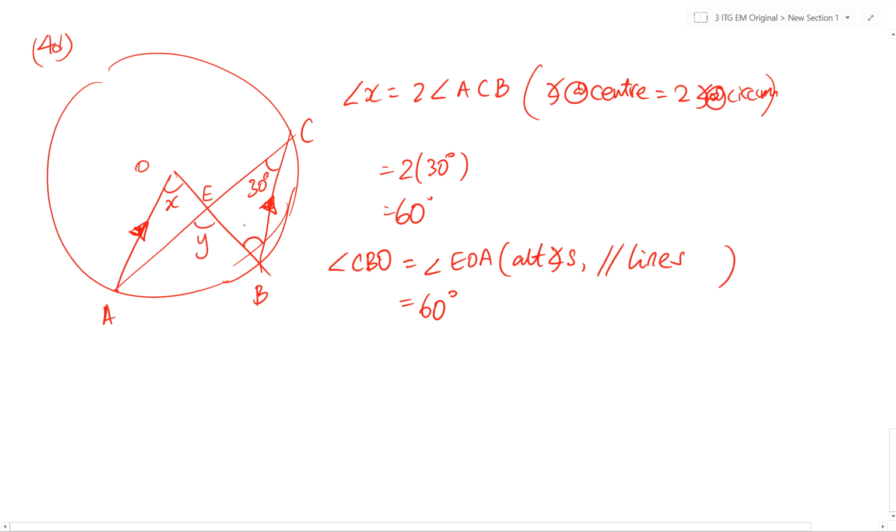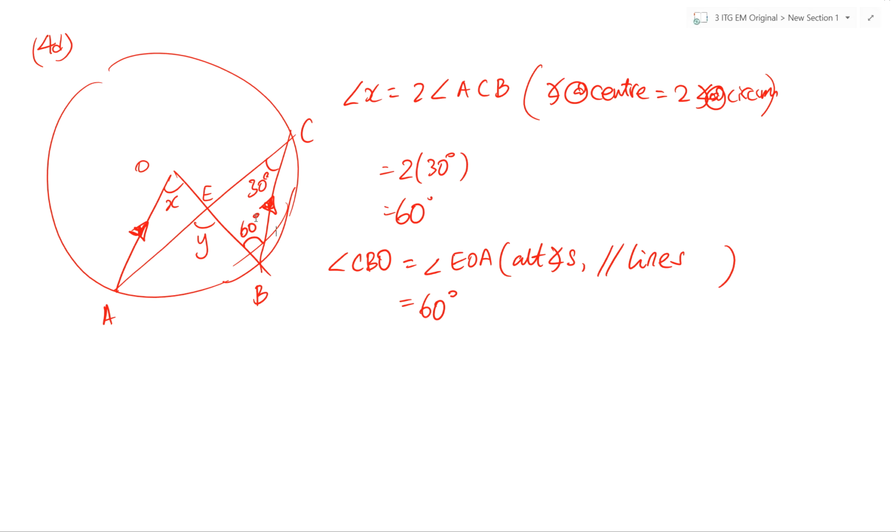So since this is 60 degrees, what can we do now? What else can we do? 60 plus 30 equals y. What is the reason? Kevin says that angle 30 plus 60 is angle y. What is the reason? Exterior angle of triangle. Remember these two interior angles? You add them up, then you get an exterior angle over here. Not many people actually do it this way, but it works.